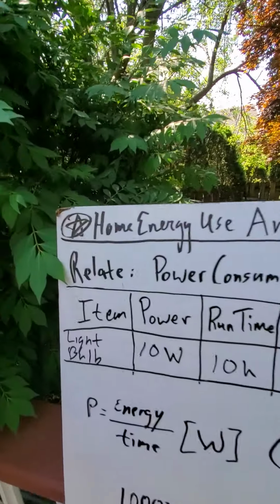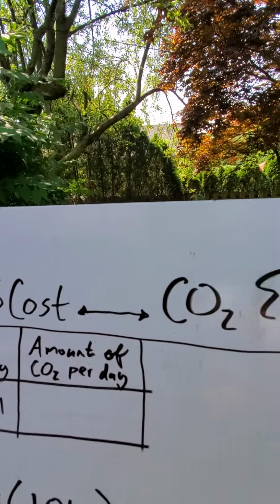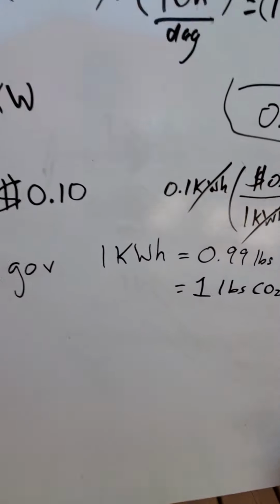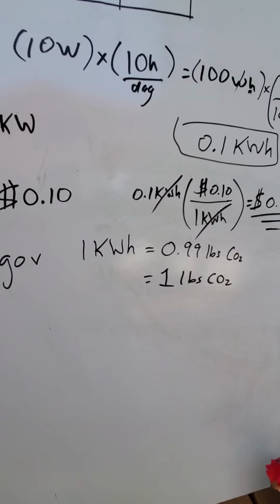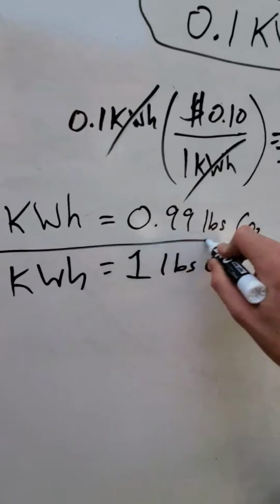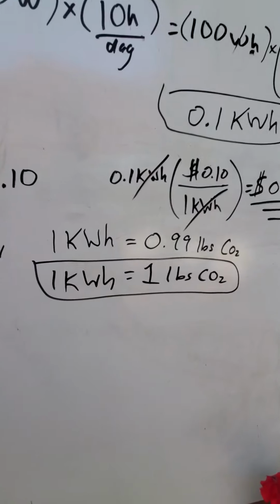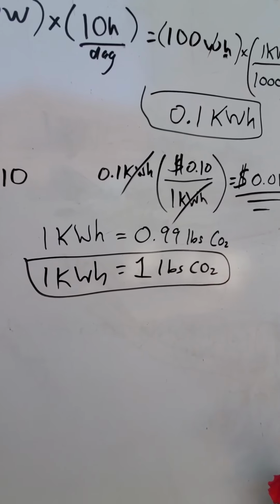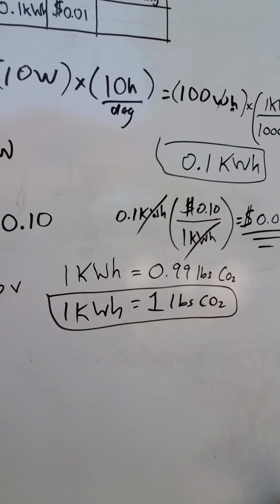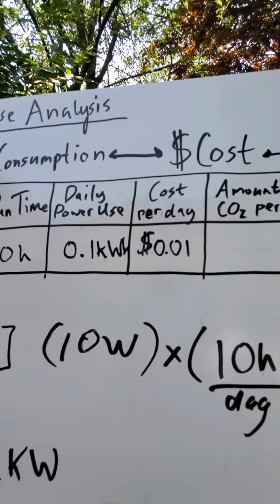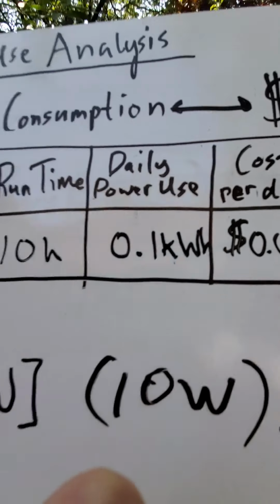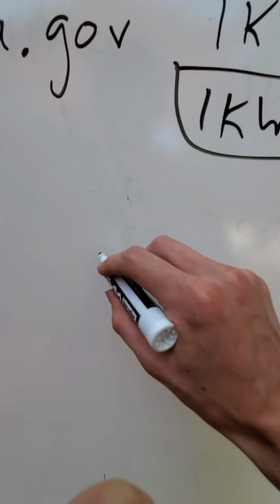So this is how our power consumption, sure, it costs us money, but it's also impacting our environment. So this is a simple conversion factor. For every kilowatt hour, we have 1 pound of CO2 that goes out into the atmosphere. So let's see, how many pounds of CO2 does our light bulb create in a day? So we go back to, of course, we used 0.1 kilowatt hours. So really simple conversion here.